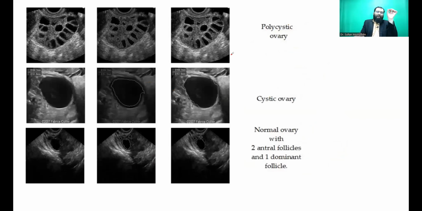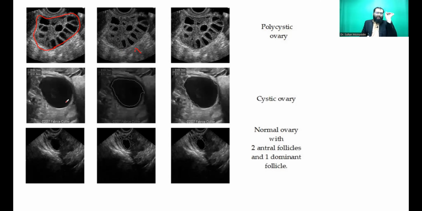Of course, this ovary is not normal. It has multiple cysts, what we call a polycystic ovary. But this is how the ovary appears on ultrasound. This is the main aim of showing this image.